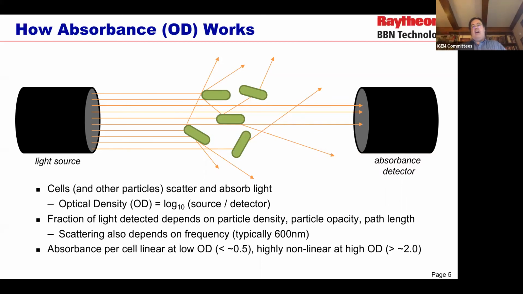The amount of scattering that you have typically depends on the frequency that you're dealing with as well. And here, the most typical measurement is at 600 nanometers. If you're using red, you might want to change that to 660 nanometers, because if you've got a very intense fluorescence, 600 can end up getting absorbed by your fluorescent particle as well. But it's a good starting point.